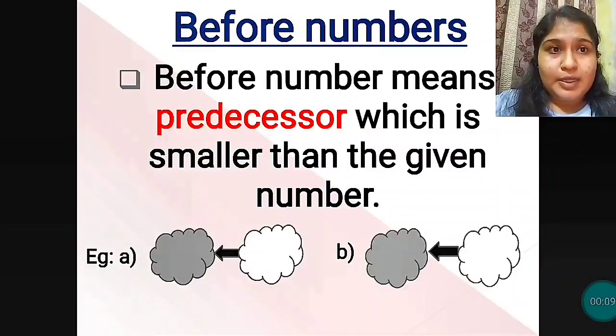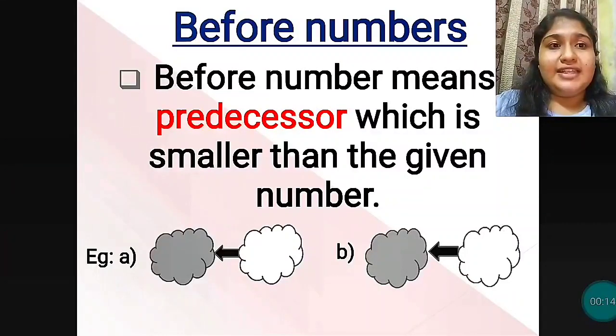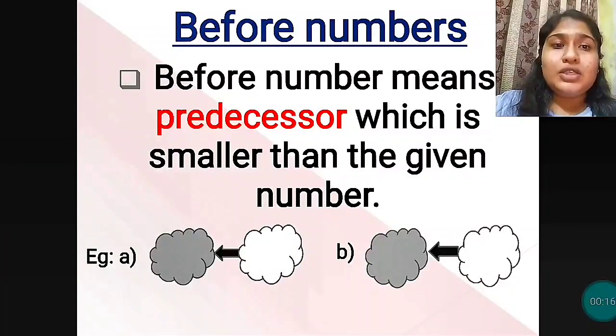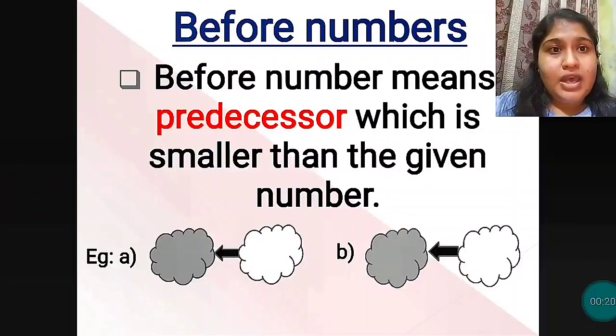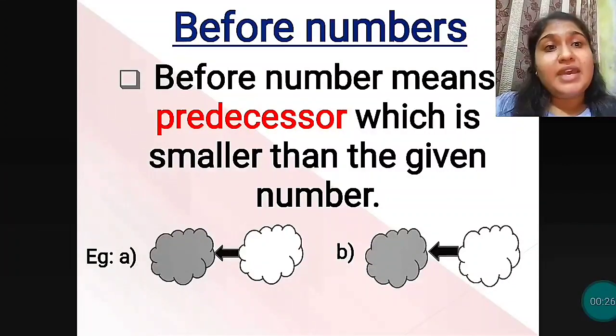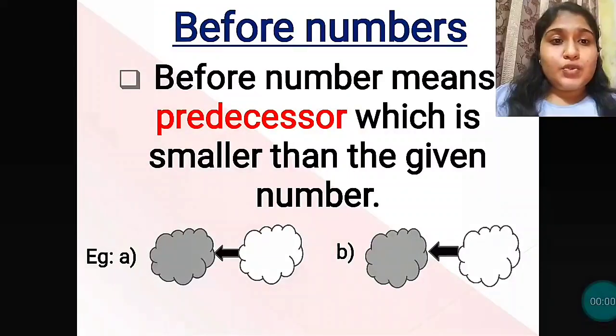Before number means predecessor, which is smaller than the given number. So students, one number or figure will be given to you and we have to write down the predecessor. Predecessor means जो नंबर दिया गया है उससे पहले वाला नंबर लिखना है हमें. Students, let's see some of the examples.